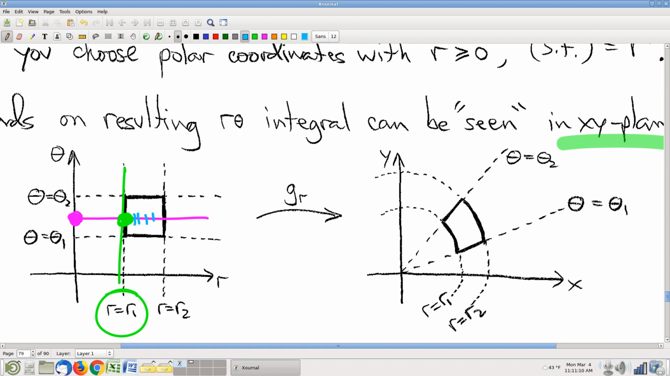In my slicing, I end at that point. That point's on that curve. That curve has that equation. We end where r is equal to r2.